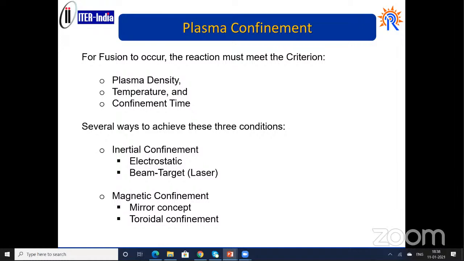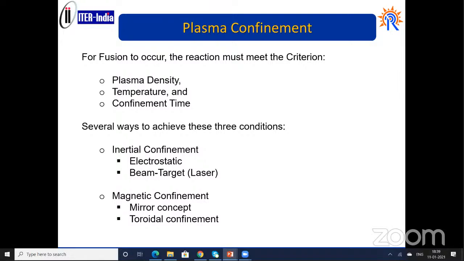One is inertial confinement, which uses either electrostatic fusion or a laser beam and a target. Electrostatic fusion was thought to have a lot of potential in the 50s, but it is still used only as a neutron source. It was found not suitable for power production. Beam target has some other problems. The technology used there is more or less of the military domain, so people do not do this very openly.